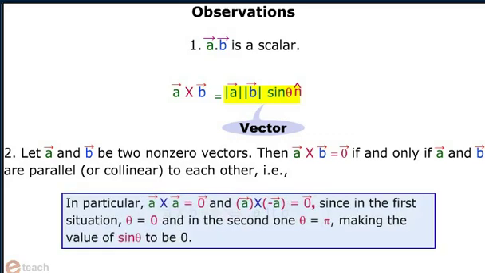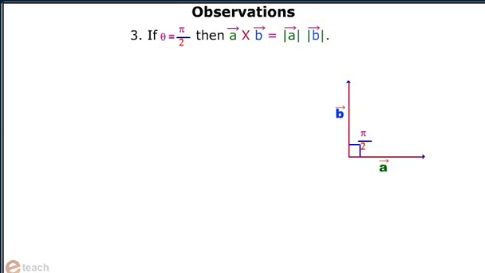In particular, a vector cross a vector equals null vector, and also a vector cross negative of a vector equals null vector, since in the first situation theta equals 0 and in the second one theta equals pi, making the value of sine theta equal to 0. Observation 3. If theta equals pi by 2, then a vector cross b vector equals mod of a vector into mod of b vector in the direction of n cap. That is, we can say that the modulus of a vector cross b vector equals modulus of a into modulus of b.